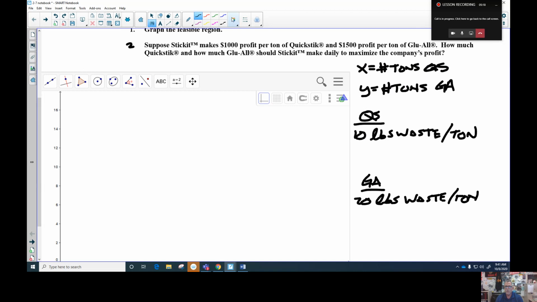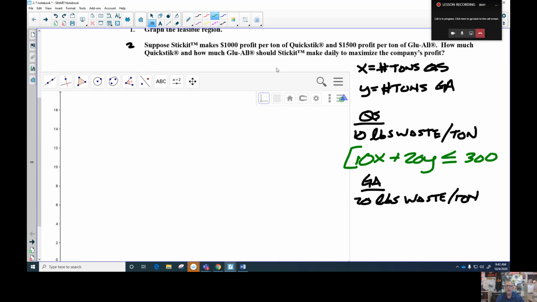I'm going to write a waste equation. And if you want to color code these, I tend to color code them so when I graph them, I know which line is which. So for this one, if X is the number of tons of Quick Stick, then 10X represents the number of tons of waste according to how many tons of Quick Stick we make. And I'd have to add to that 20Y, because that's the amount of tons or pounds of waste per ton. So this is the total tons or pounds of waste created by making tons of Glue All. And we know that total can't be more than 300. So we have our first inequality here.